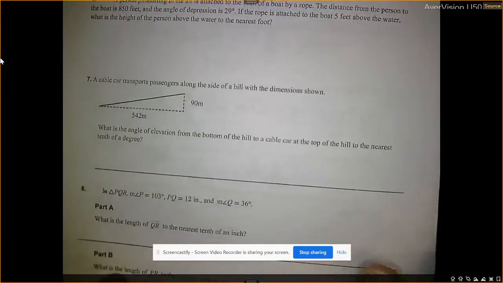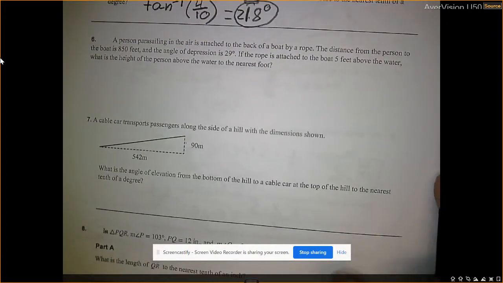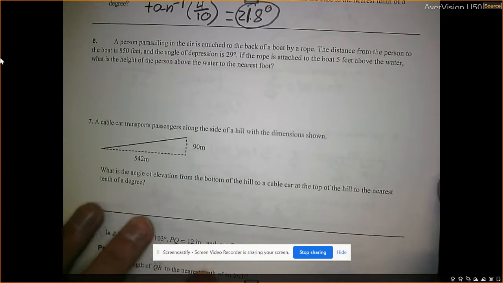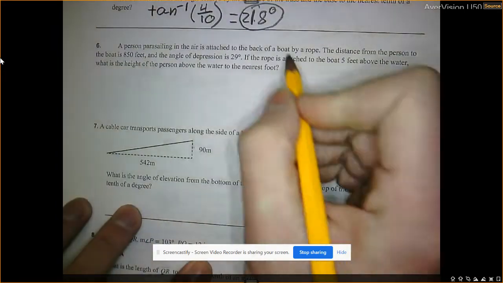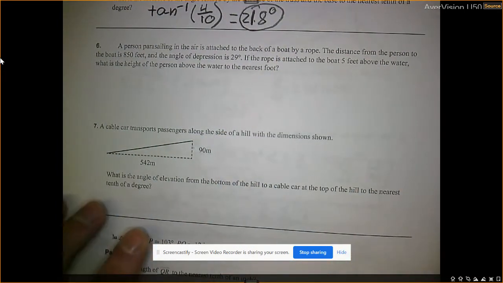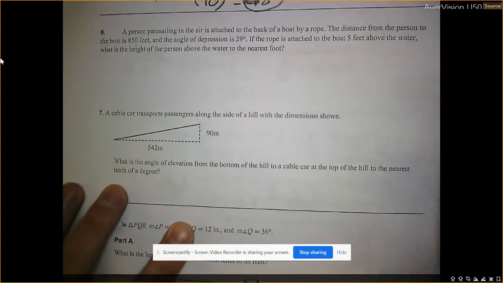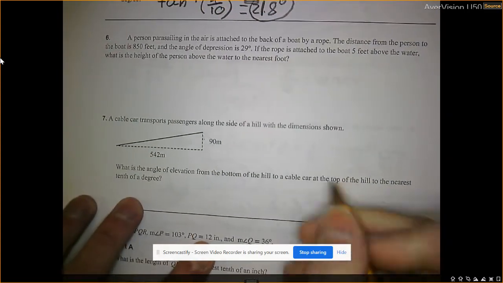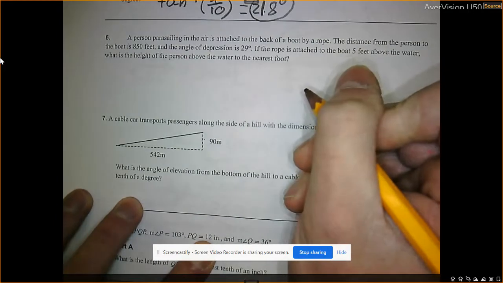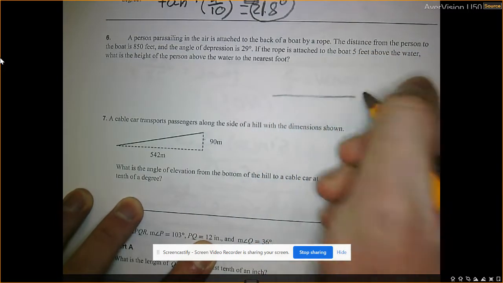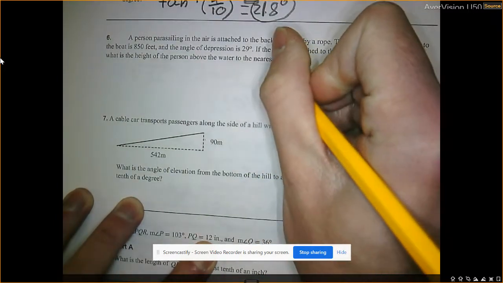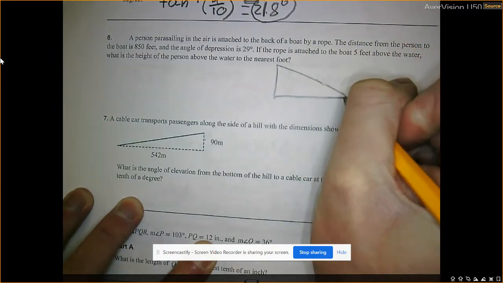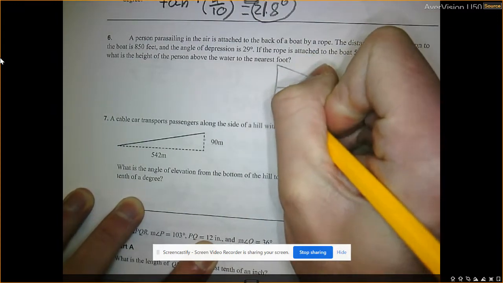Okay, this next one is a little tricky one that you have to draw out. We have a person parasailing in the air, and they're attached to the back of a boat by a rope. The distance from the person to the boat is 850 feet. So you need to draw out this situation with a right triangle.